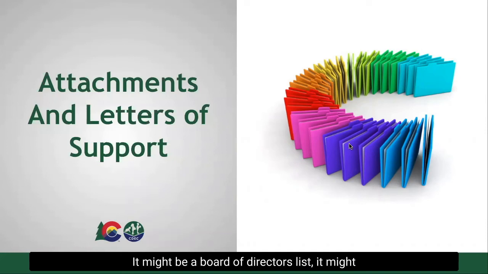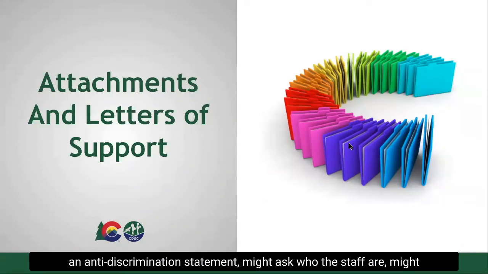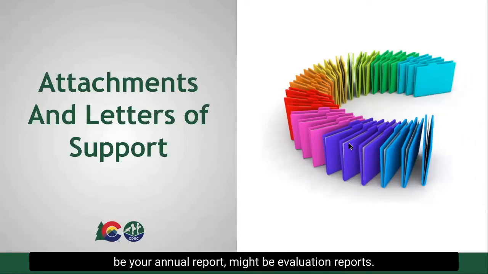It might be a board of directors list. It might be some tax information. It might be a recent audit. It might be some policies or practices you have, like an anti-discrimination statement. Might ask who the staff are. Might be your annual report. Might be evaluation reports. So lots of different things can be attachments, and it really varies based on the grant or the RFP that comes out.